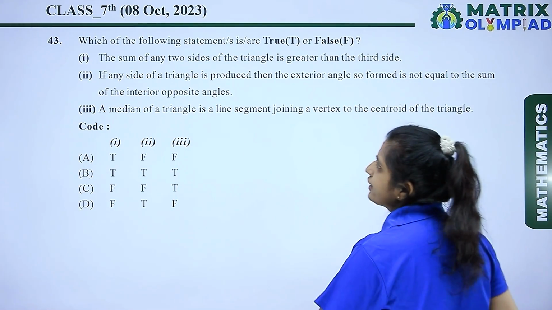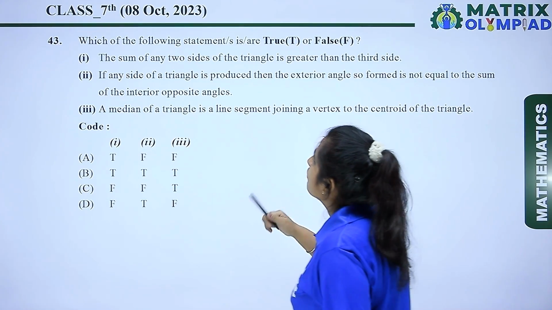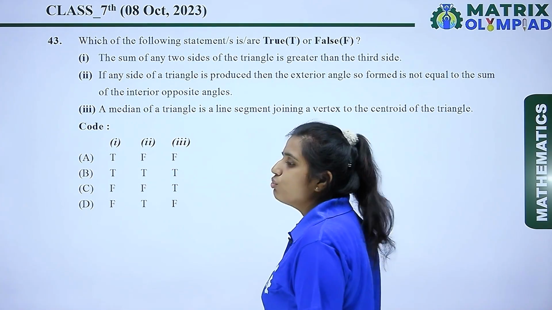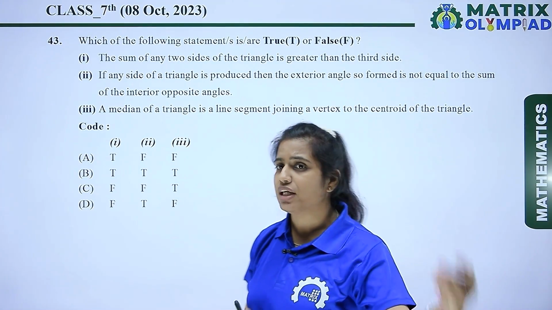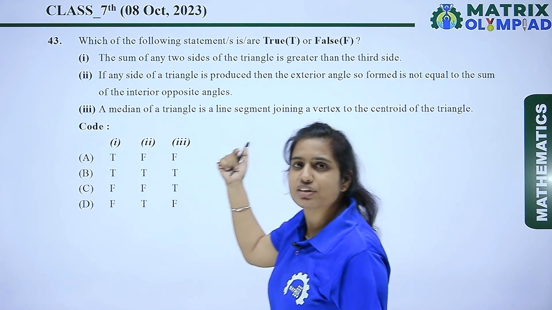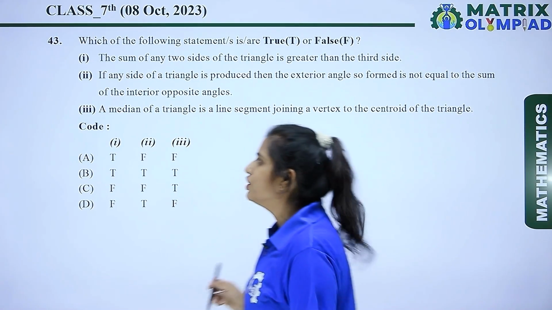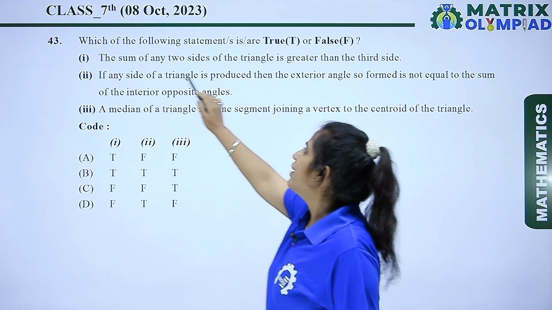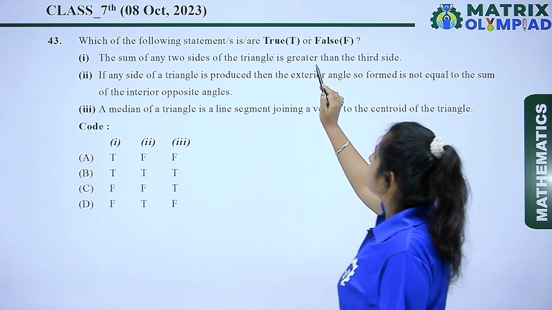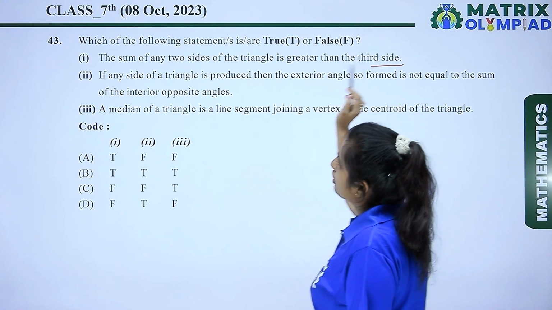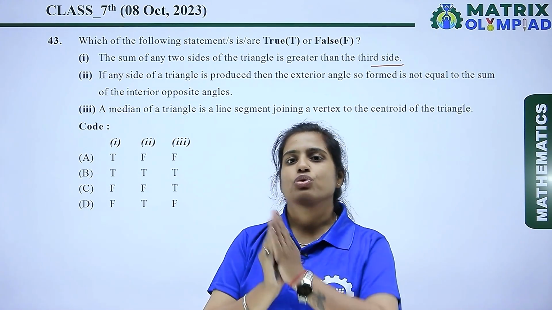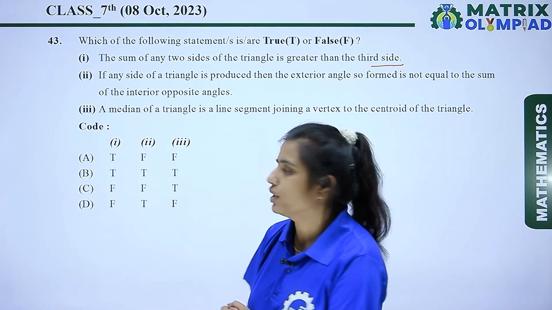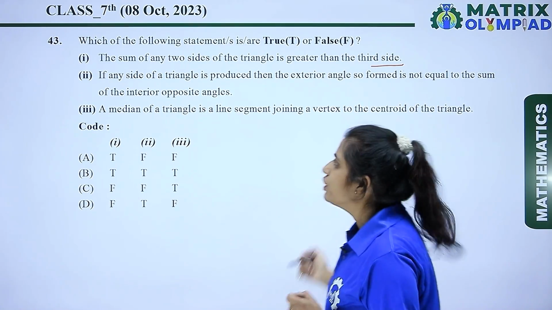Question 43 कहता है which of the following statement is are true, false? Same, true, false बताना है. तीन statement given है. First statement पढ़ते हैं और फटाफट से बता देते हैं वो true है या false है. The first statement is the sum of any two side of the triangle is greater than the third side. ये कहता है कि अगर दो साइड का सम करते हैं हम तो जो थर्ड साइड है उससे वो ग्रेटर होता है. It is absolutely correct.